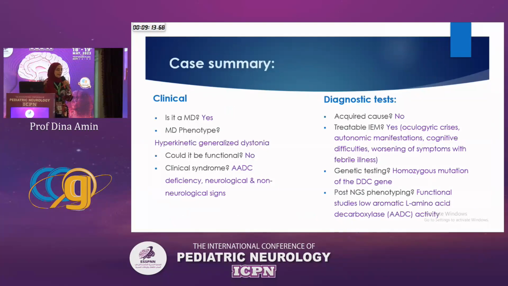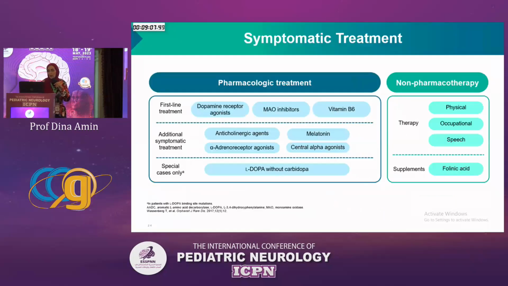This is the clinical case summary, how we should think of our cases. For the sake of time, I'll just skip the slide. This is symptomatic treatment, and typically we were only giving this patient symptomatic treatment: first line dopamine receptor agonists, MAO inhibitors, just to keep the dopamine level high, and we can give anticholinergic agents and melatonin for disorders of sleep, and central alpha agonists. However, our patient actually received clonidine and it got worse. And of course, rehabilitation is very important.